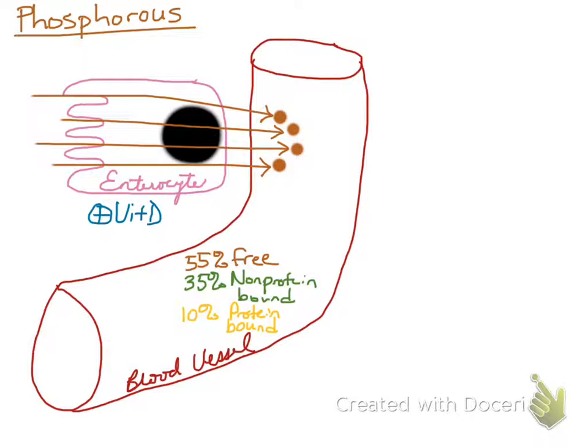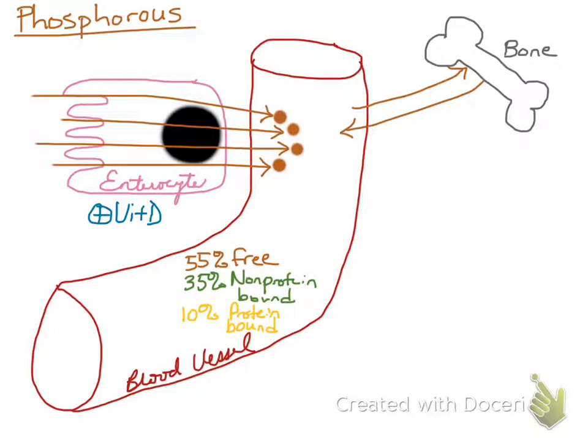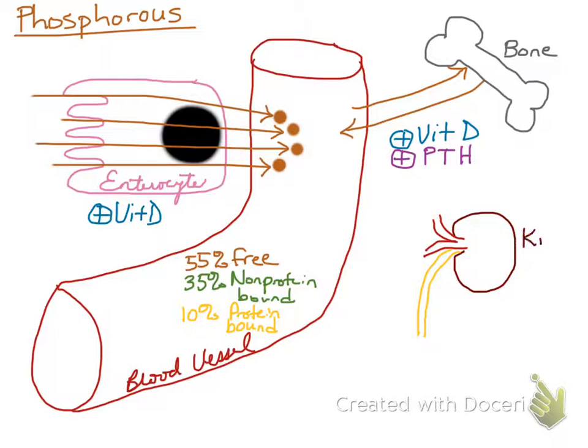Similar to calcium, phosphorus is also deposited in bone, and the bone acts as a reservoir for phosphorus when it's needed. And this bone resorption is enhanced in the presence of vitamin D as well as PTH. But unlike calcium, phosphorus resorption isn't inhibited by calcitonin, so that's another difference between calcium and phosphorus. Similar to calcium, phosphorus is also excreted by the kidney.